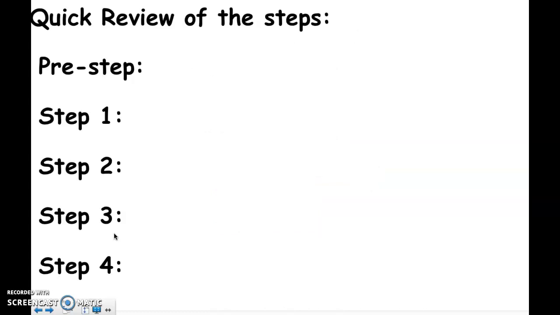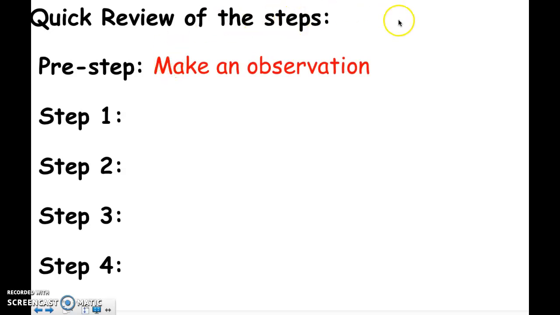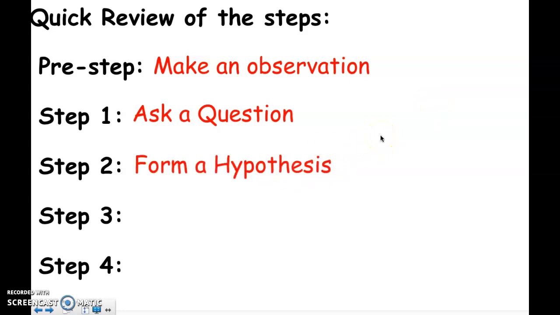All right, so the first thing I want to review is the steps. So just to remind you, the precept, who remembers the precept? If you remember, it always starts with ostriches. So the precept is to observe, make an observation. So if you realize that plants aren't growing, you might notice, hey, they're not growing, which will then lead you to step one, which is to ask a question. It would lead you to, why aren't they growing? Then step two is to form a hypothesis.